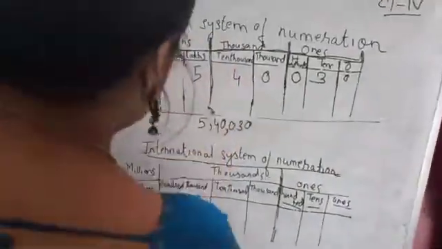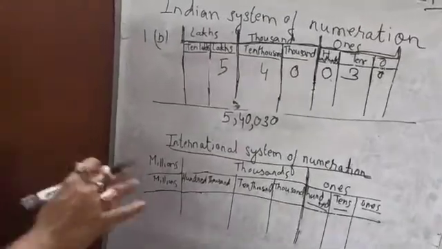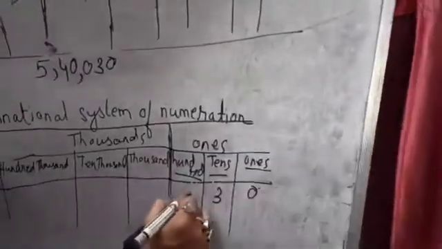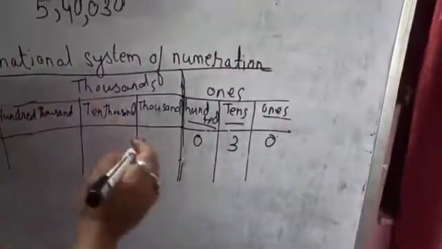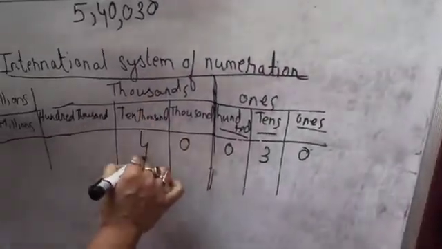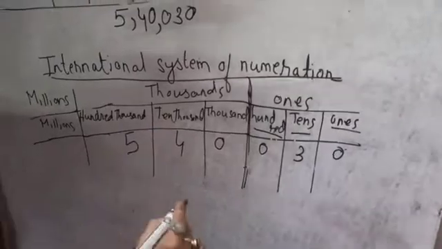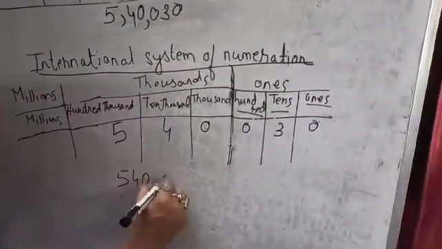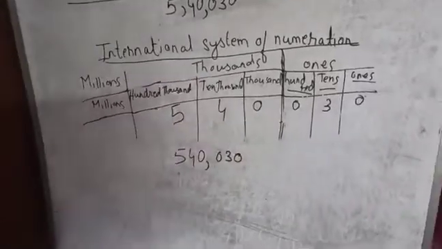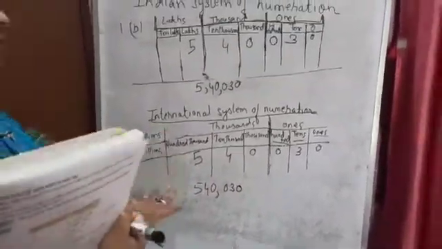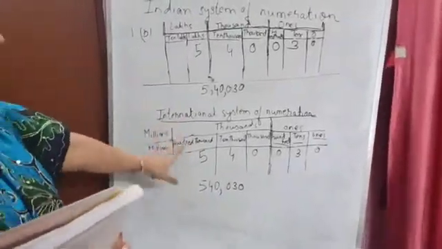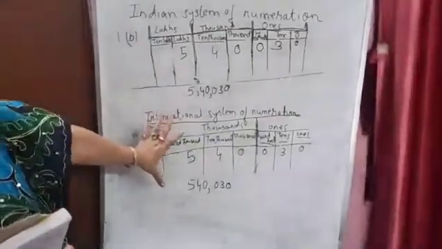Now, for the same sum in the international system of numeration, let's see what it comes to. Same as the Indian system for this, then 0, 4 and then 5. So I'll put the comma like this: 5, 4, 0, 0, 3, 0. So it's 540,030. You see the difference of commas, how I'm putting the commas differently.